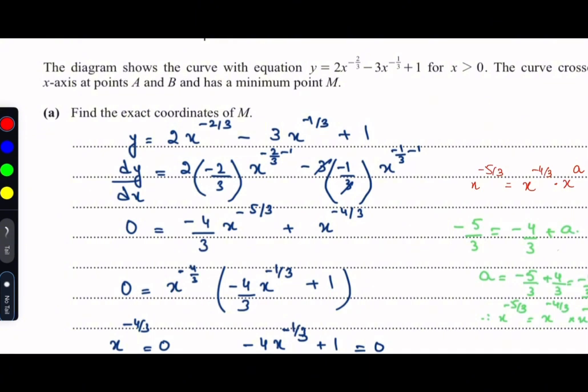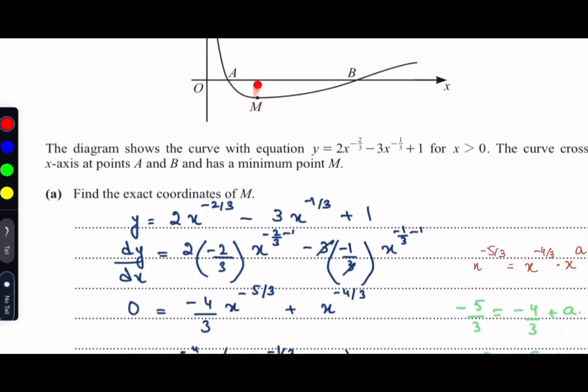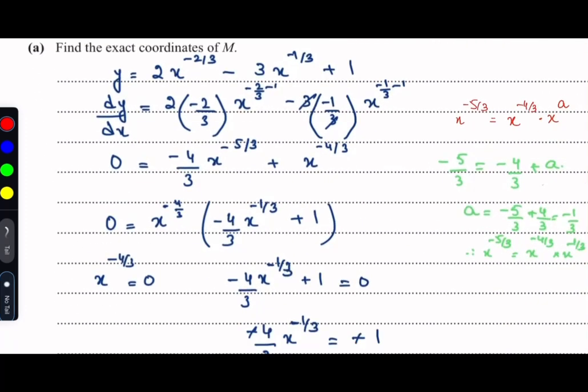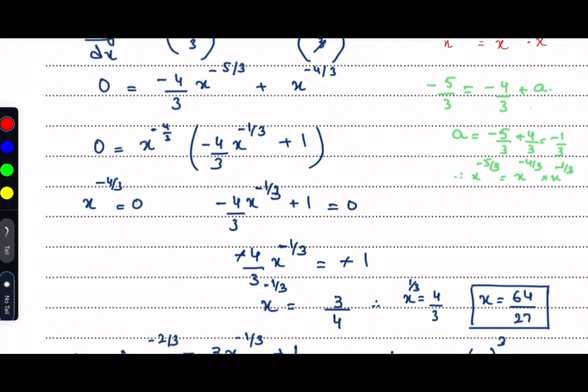I'm not bothered with this value because I can see that m here has a value of x. Therefore, I should be solving negative 4 by 3 x to the power negative 1 by 3 plus 1 equals 0. Negative 4 by 3 x to the power minus 1 by 3 equals negative 1. The negative gets simplified. x to the power negative 1 by 3 is 3 by 4, or x to the power 1 by 3 positive, taking the inverse, is equal to 4 by 3.